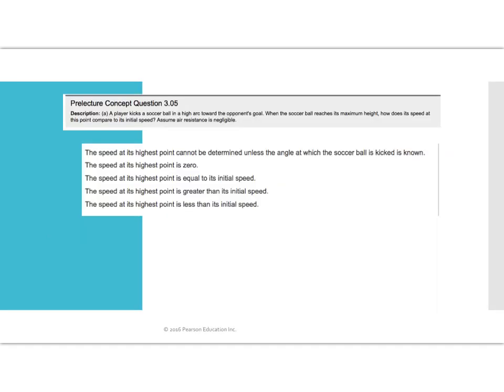Okay, so our first question is the concept question. It says a player kicks a ball in a high arc toward the opponent's goal. When the soccer ball reaches its maximum height, how does the speed compare to its initial speed? We're going to assume that air resistance is negligible. So let's draw a picture of what the projectile motion would look like. Here is a sketch of how the soccer ball might go. The initial kick sends it at an angle of theta measured to the horizontal. It has some initial speed v initial.